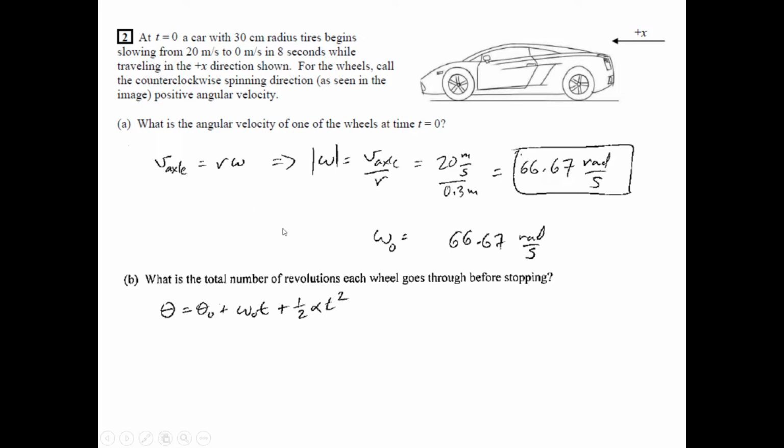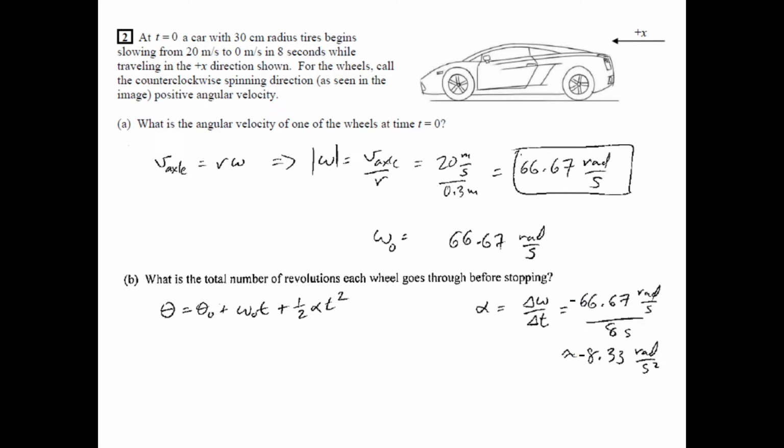So we can use our constant alpha kinematics equations. We know it's 8 seconds before stopping, so we know the time, and we want to know the angle that it goes through, so I'm going to use the one that relates angle to time. And in this case, we already know the initial angular velocity, if we call t equals 0 when it's going at 20 meters per second, which is the answer to the previous problem.